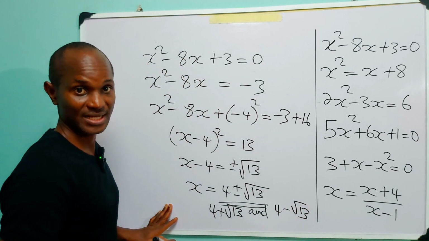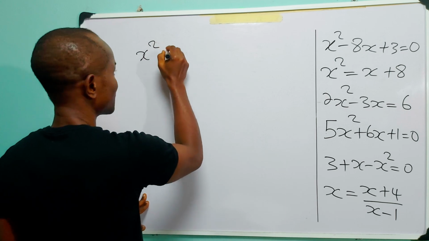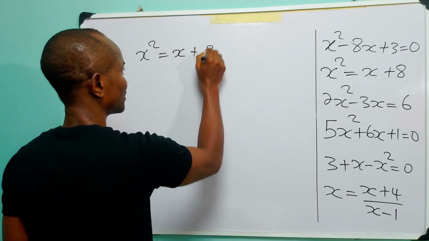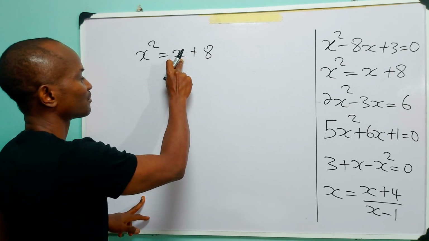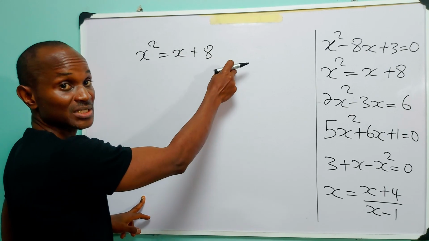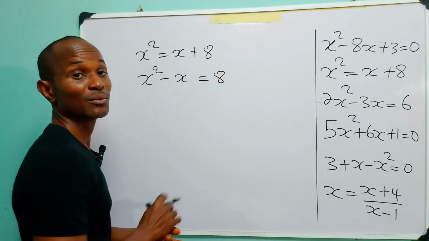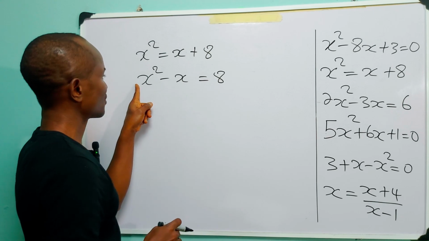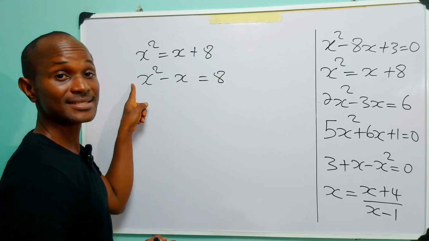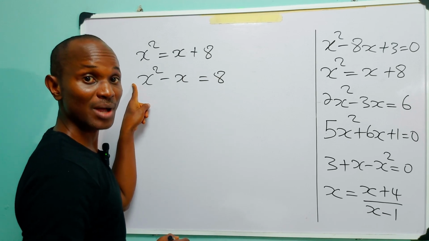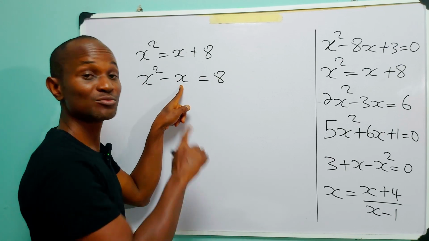Now, in this case, we have that x squared is equal to x plus 8. What we do is to subtract x from both sides of this equation. You have that x squared minus x is equal to 8. Now, of course, we have to check that the coefficient of x squared is 1, and in this case, it is.